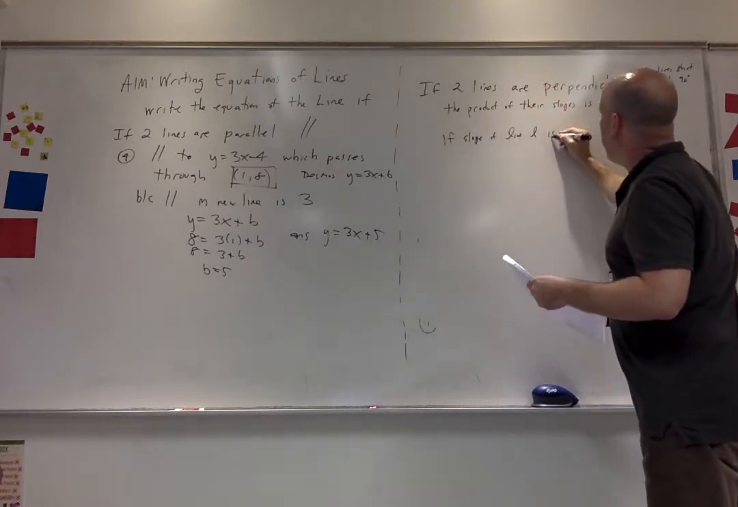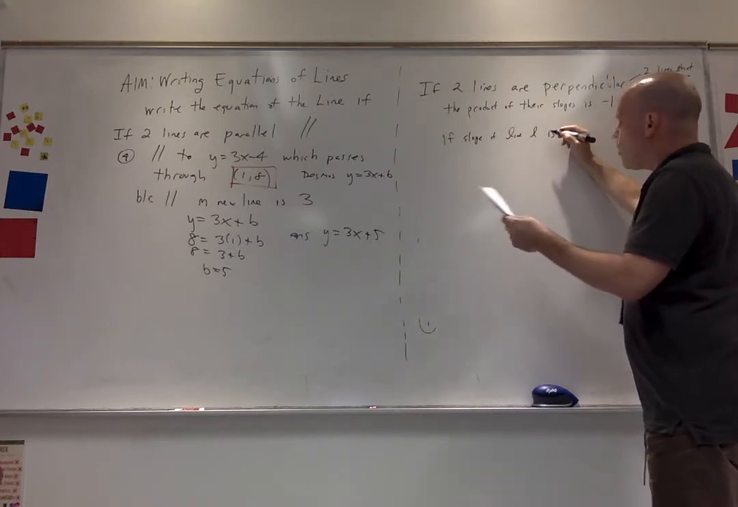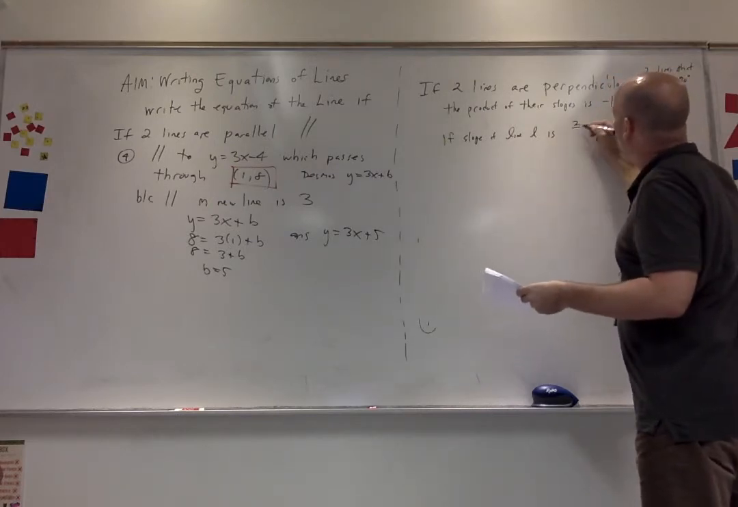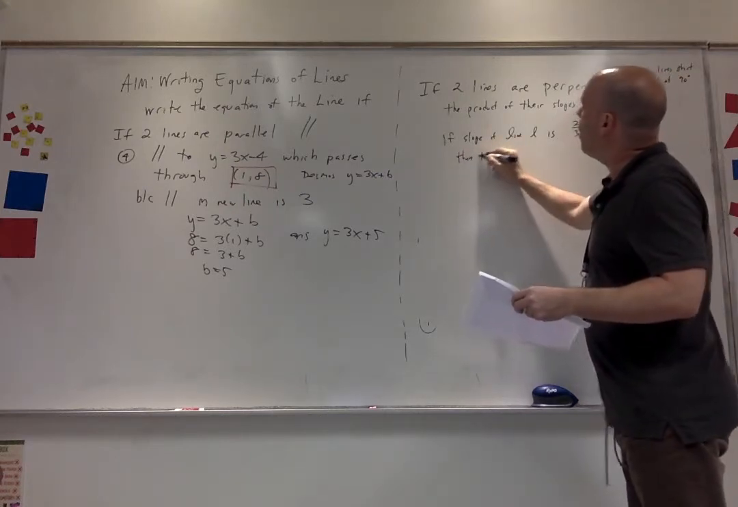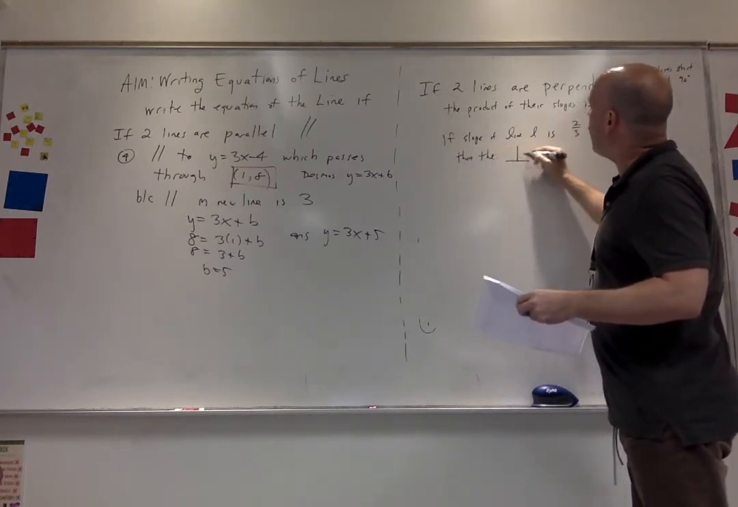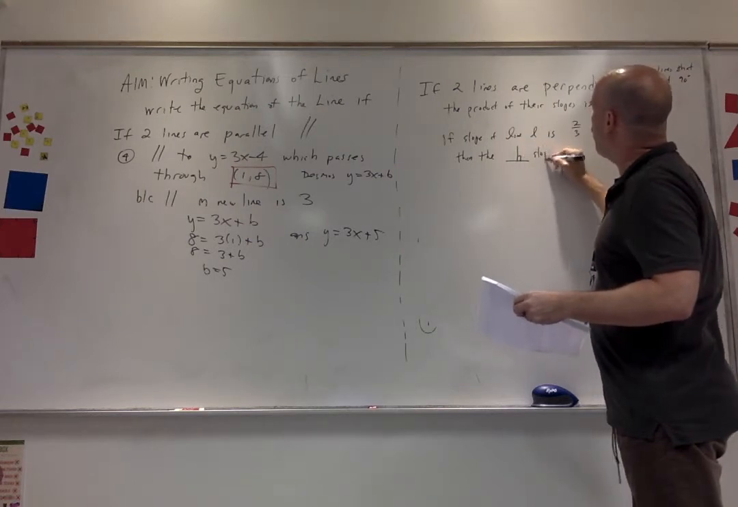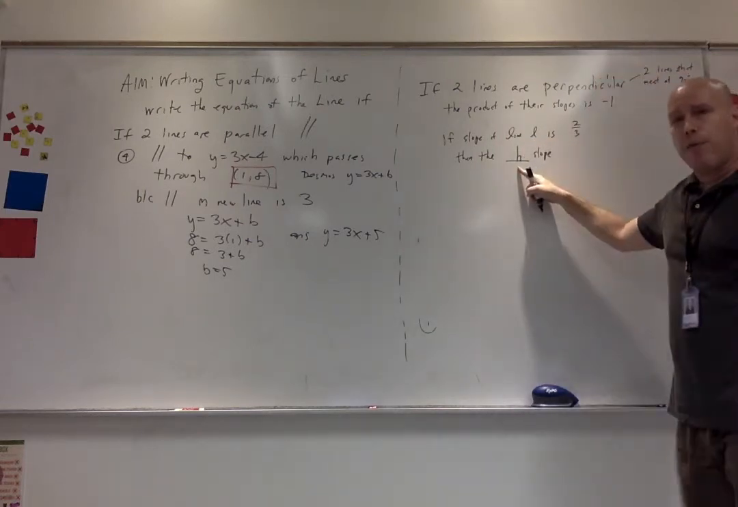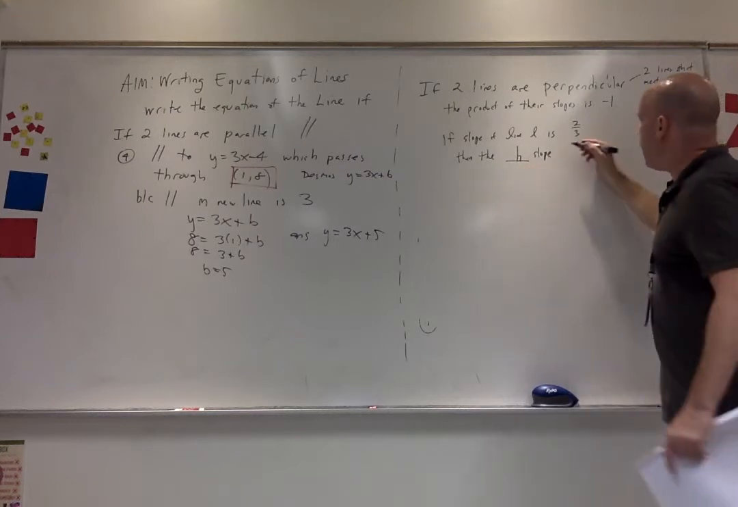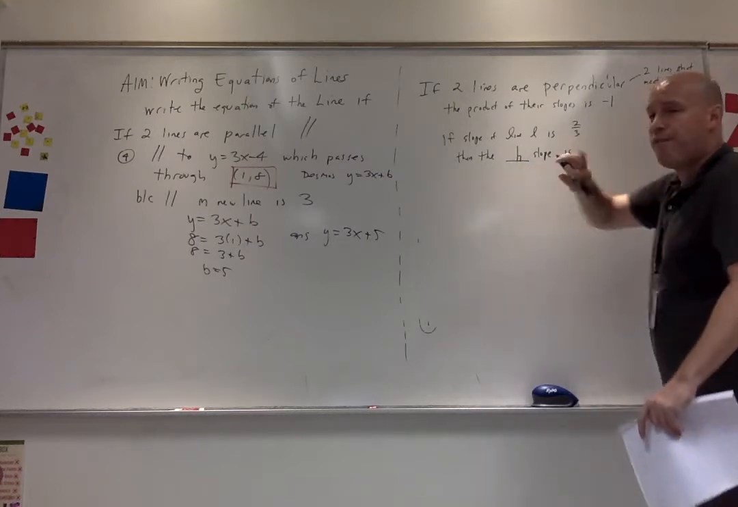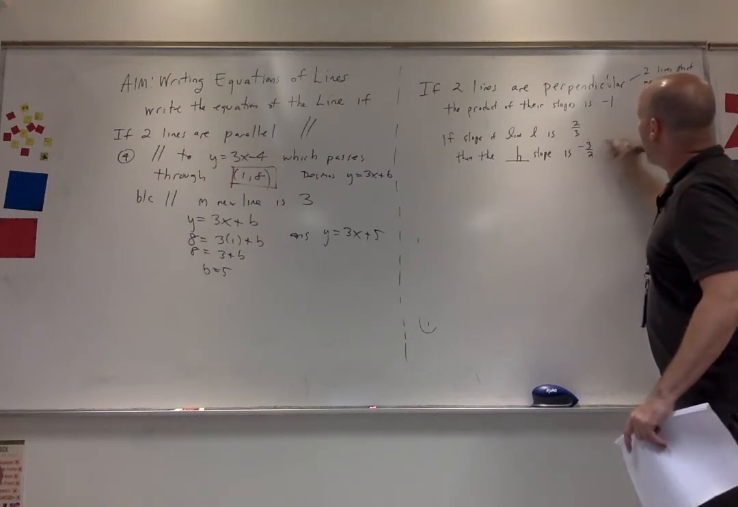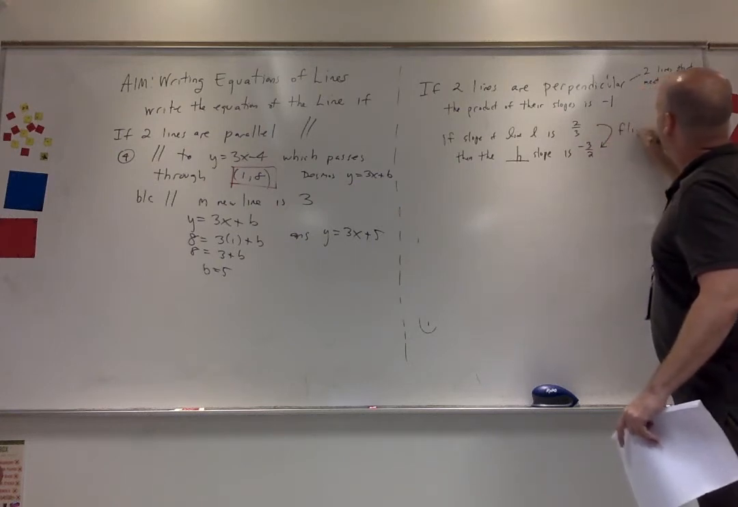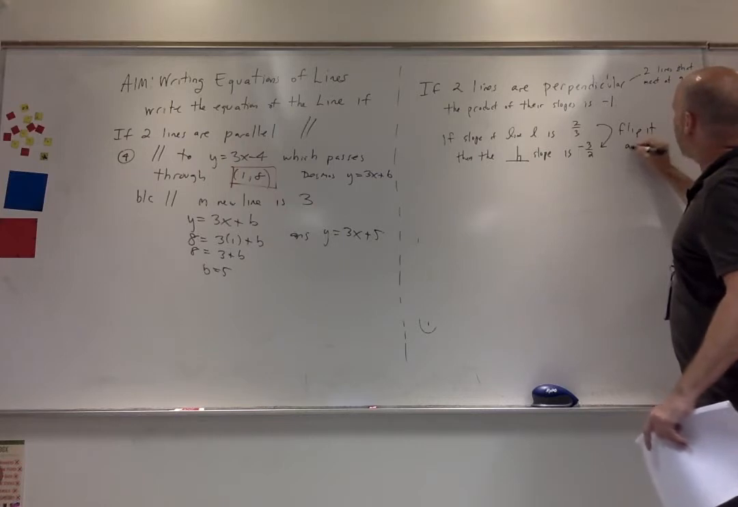So if the slope of line L is, let's just use an example, 2/3, then the perpendicular slope, does everyone see the symbol that I use for perpendicular? What you're going to do is flip it and negate. Negative 3/2. Flip it and negate.